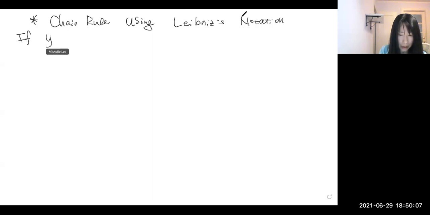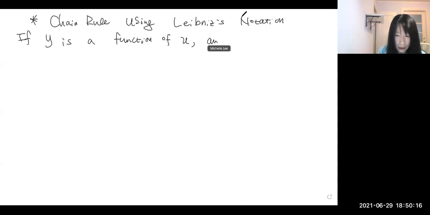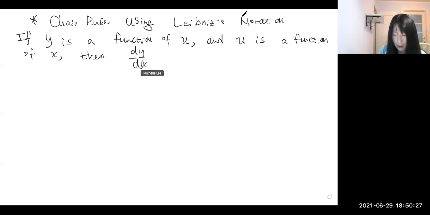So we introduced this one earlier. If y is a function of u and u is a function of x, then we have dy over dx. I introduce you like this, right? So dy over dx, then it's the same as dy over du times du over dx. Makes sense, right? So basically that is simplified. Now, how do I use this one?